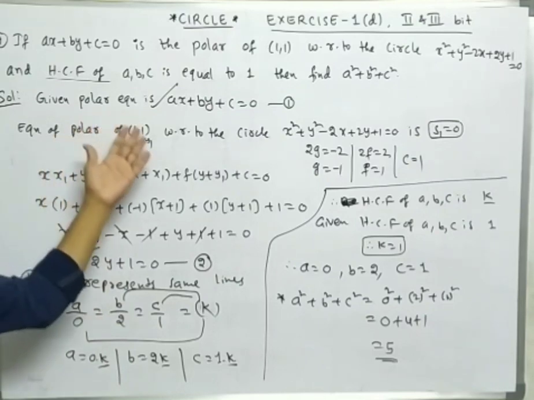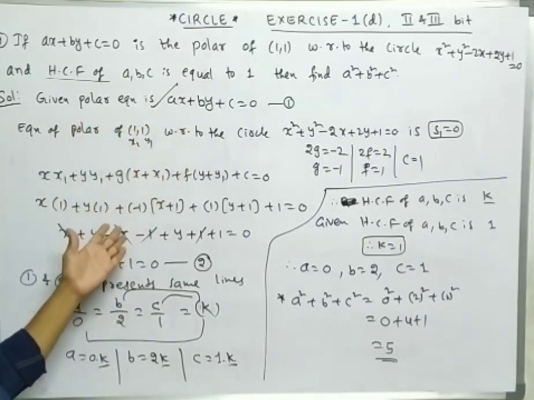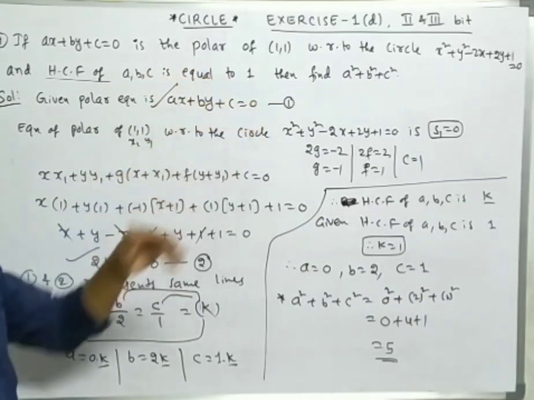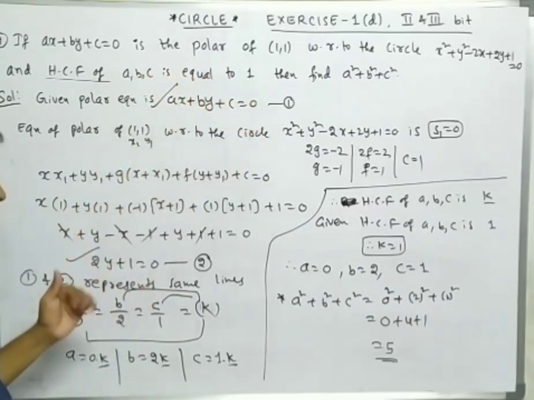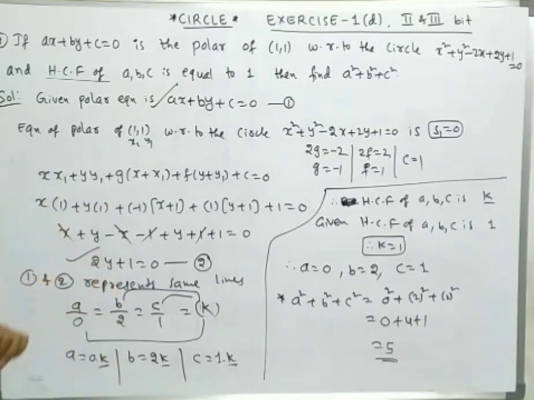Simple problem. Solve given polar equation and find the polar equation from the point (1, 1) to the circle by using the S1 is equal to 0 formula. Both represent the same line. So by using that concept you can find the HCF and the a square plus b square plus c square value.